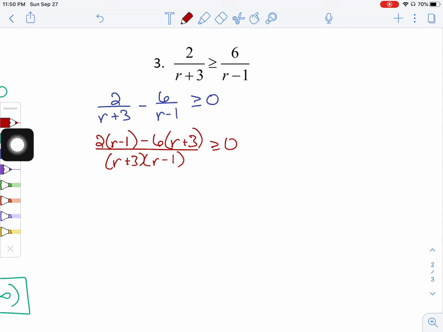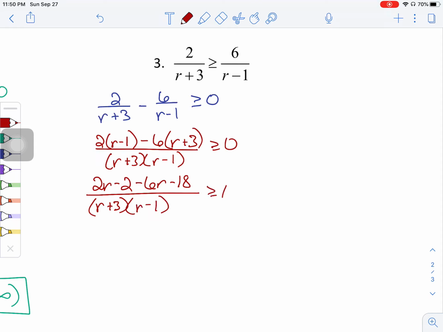Okay. So little multiplication here, 2r minus 2 minus 6r minus 18 all over. Leave your denominator in factored form, please. It's going to make life easier when you need to get some critical values. Okay, numerator, -4r minus 20 all over r plus 3, r minus 1.